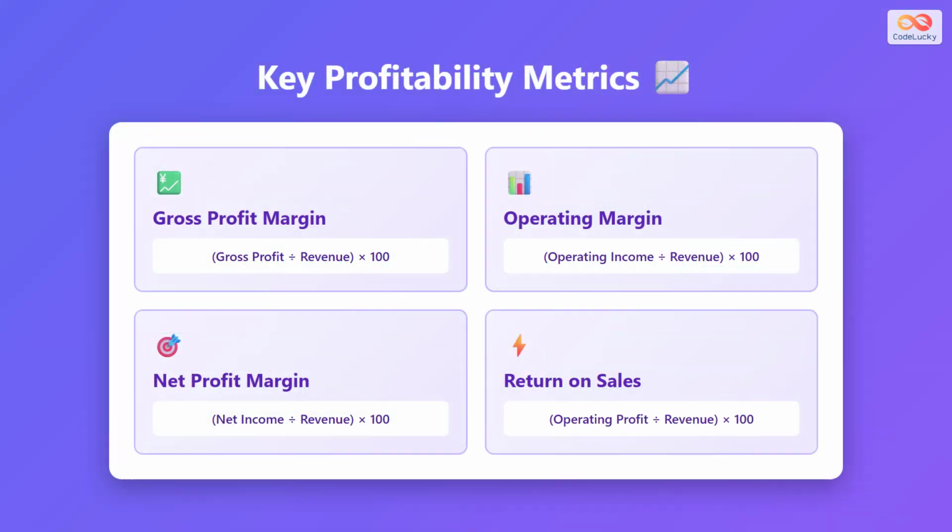Several profitability ratios help analyze financial health. Gross profit margin is calculated as gross profit divided by revenue, multiplied by 100. Operating margin is operating income divided by revenue, multiplied by 100. Net profit margin is net income divided by revenue, multiplied by 100. Return on sales is operating profit divided by revenue, multiplied by 100. These percentages reveal how efficiently a company converts revenue into profit at different stages, helping investors and managers compare performance across companies and industries.